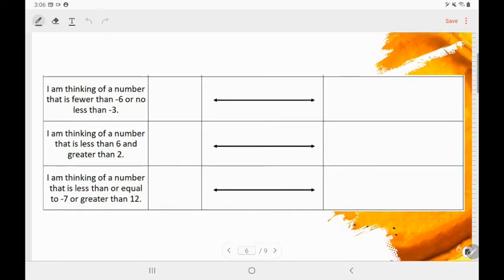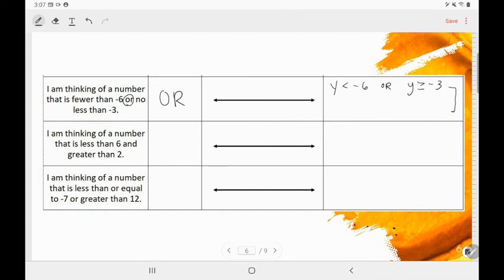I am thinking of a number fewer than -6 or no less than -3. And this is going to be the last example, and you're welcome to try the last two on your own if you'd like extra practice. I'm thinking of a number that is fewer than -6 or no less than -3. So y is fewer than -6 or, so it's an or inequality, and I'm going to write the word or. If y is no less than -3, that means it's got to be greater than or equal to -3.